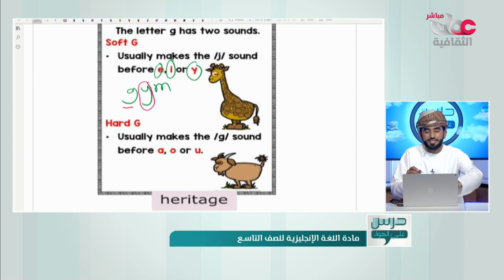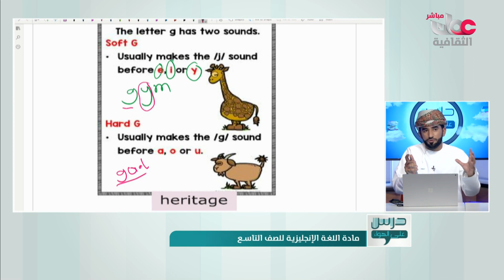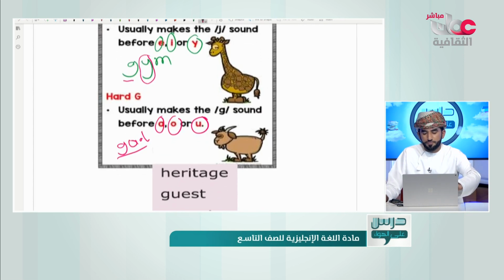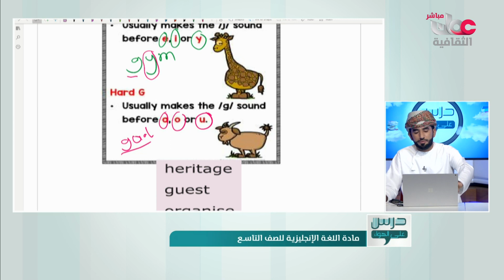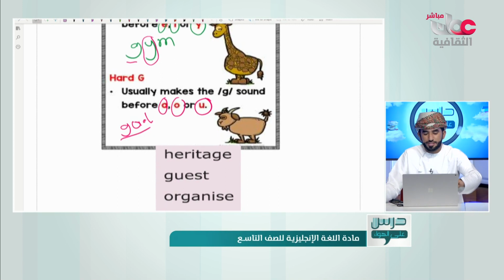Hard G, when I say G, okay? Do you remember I said goal? Okay, goal. Do you remember this one? So hard G: if the G letter is followed by what? By A or O or U. If the letter G is followed by O, A or U, yes. If the G sound or letter is followed by A, O, and U, we pronounce it as G. Have a look at those examples.